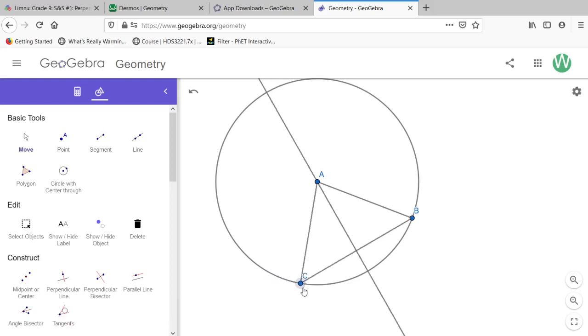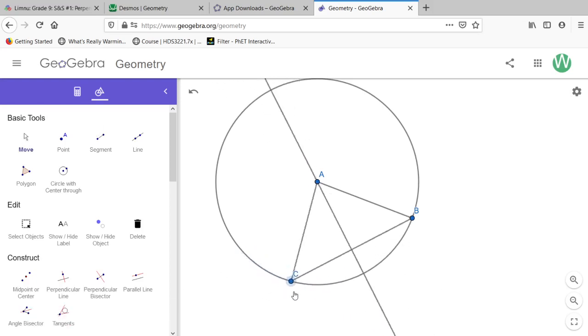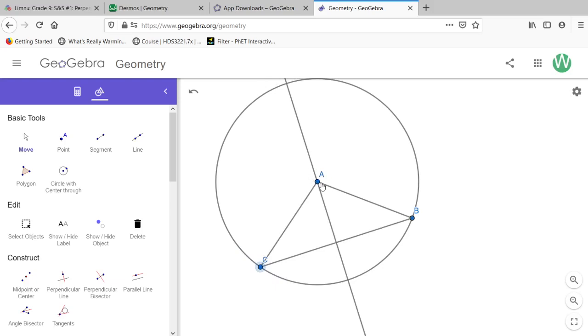But ultimately our goal is to show that the perpendicular from the center through any chord bisects that chord, just as a reminder. So we're going to be able to do that by building this triangle.